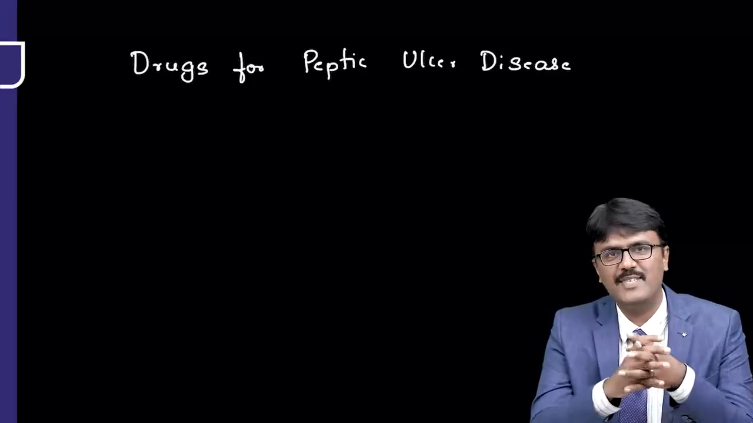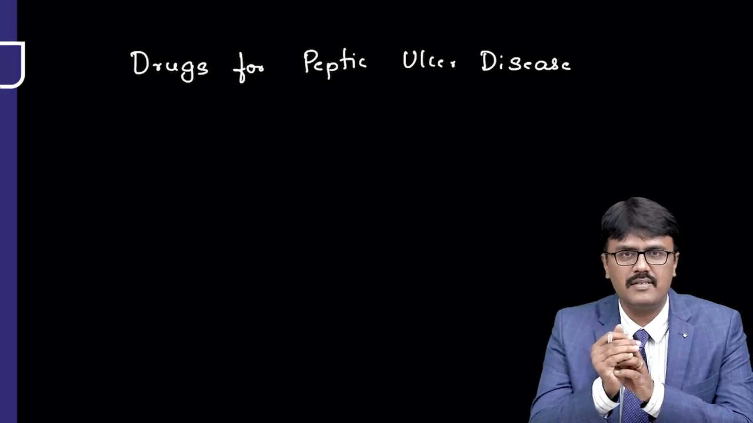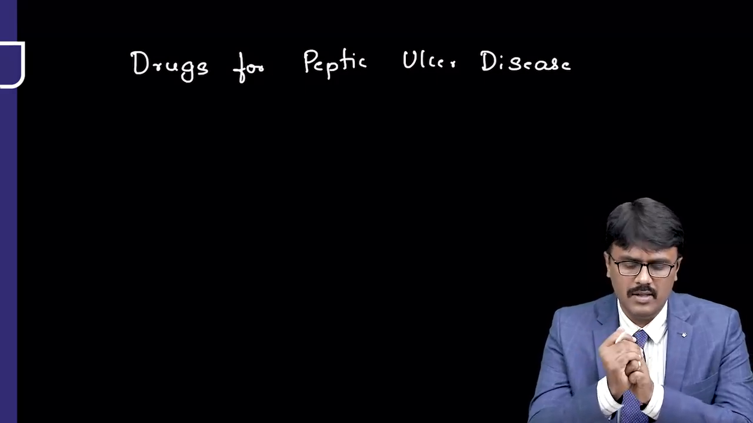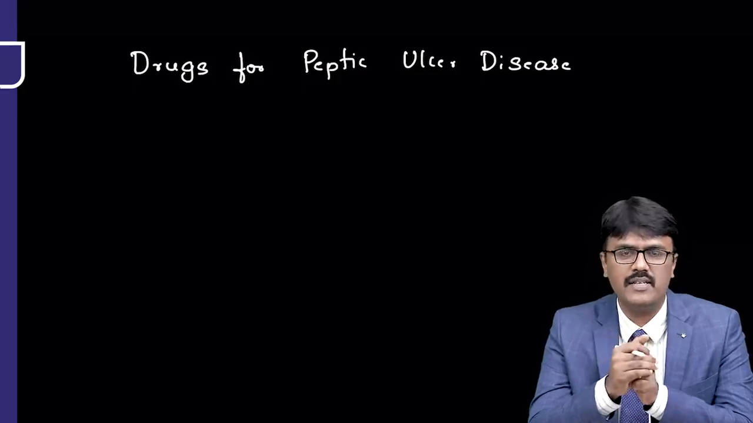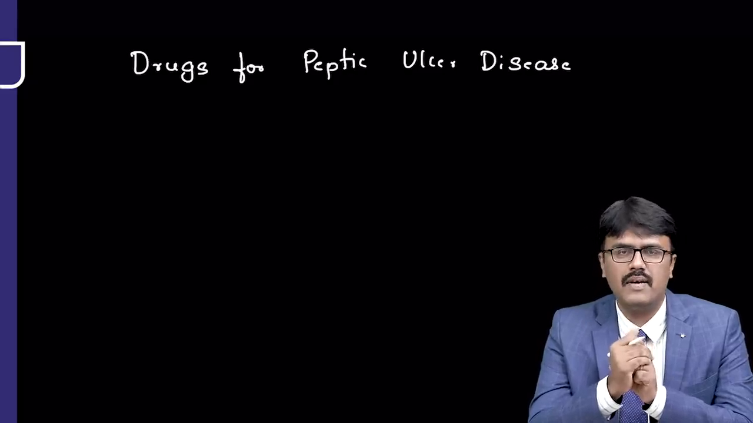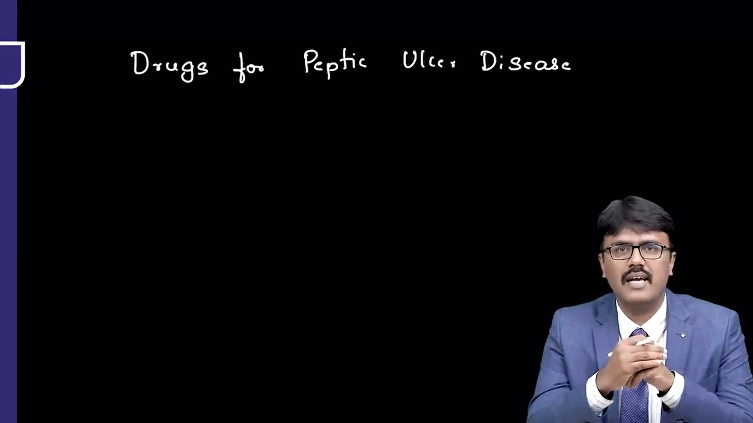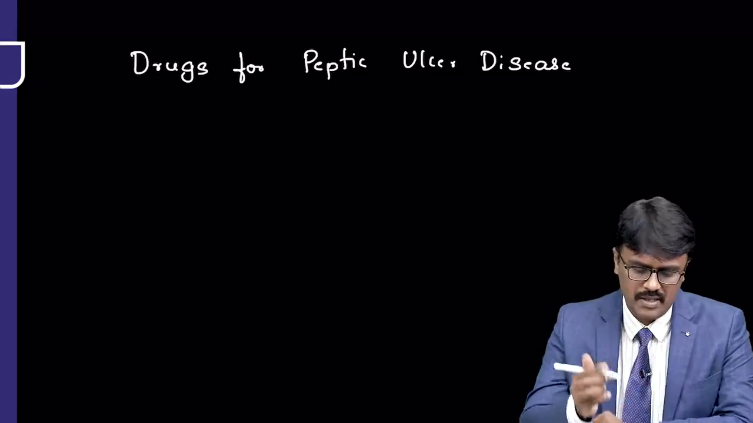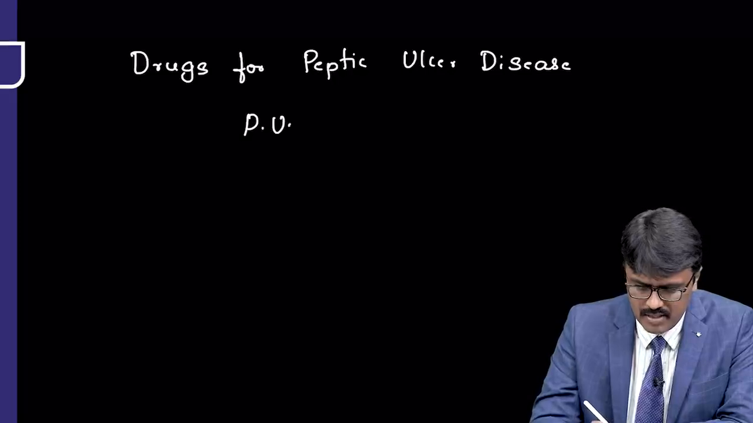Hello everyone, and in this video we'll be discussing a new topic, that is drugs for peptic ulcer disease, a very common disease. So whenever we think of peptic ulcer disease, we think of two important things, that is the gastric ulcer and duodenal ulcer. Very common, and it starts like gastritis, duodenitis, and it will end up with gastric ulcer and duodenal ulcer. So let us discuss what are the drugs for the peptic ulcer disease.